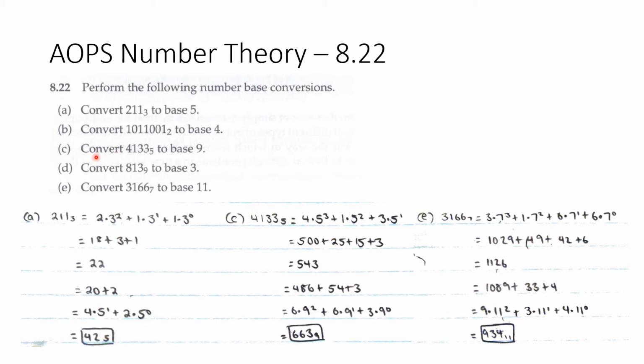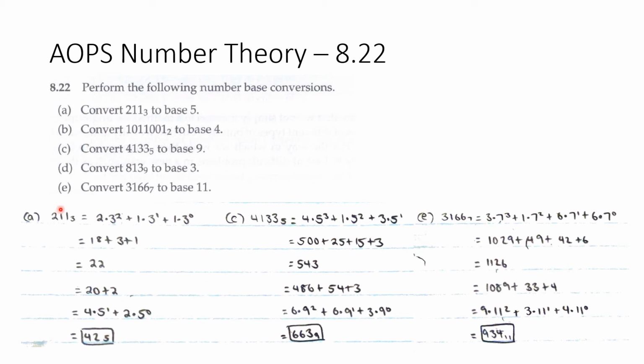Now C, convert 4133 in base 5 to base 9. So again, we use the same thing, we expand it, and then we find the sum of the expanded thing in base 10, which is 543, and then we break it into base 9, so that this thing is equal to 6 times 9 to the power of 2 plus 6 times 9 to the power of 1 plus 3 times 9 to the power of 0, which is equal to 663 in base 9.